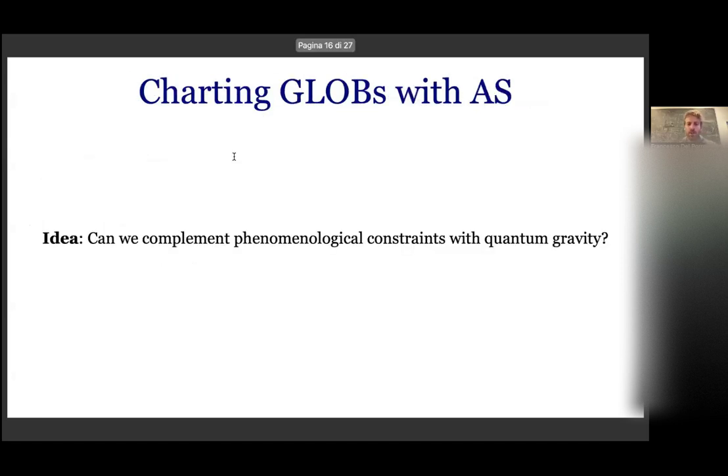What I want to explore is the following idea. Okay, we have the diagram, we have constraints which come from the phenomenology. What about putting other constraints, complementing them with constraints coming from quantum gravity?